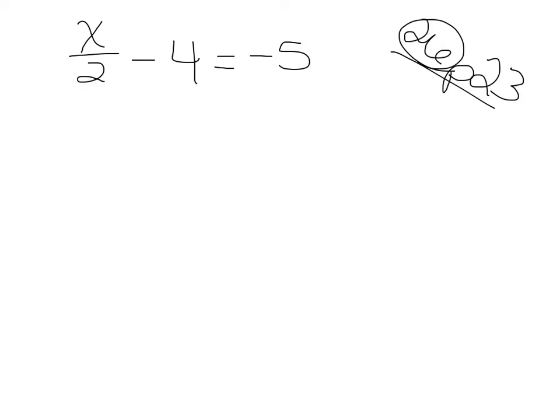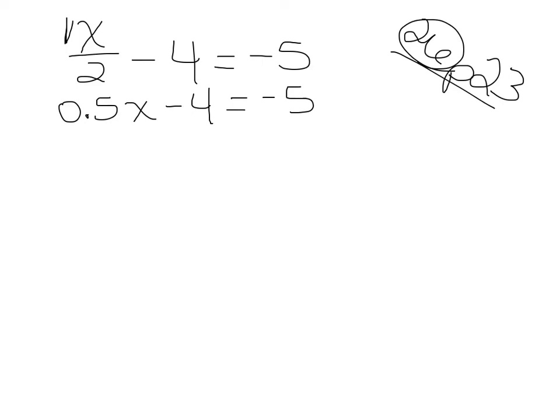All right, so this was 26 on page 23. We do have x over 2. If there's no number in front, you assume that number to be 1. So that is 1x over 2. And instead of dealing with the fraction, if it's something like that, just make it a decimal. 1 over 2, 1 divided by 2 is 0.5. So I have 0.5x minus 4 is equal to negative 5.